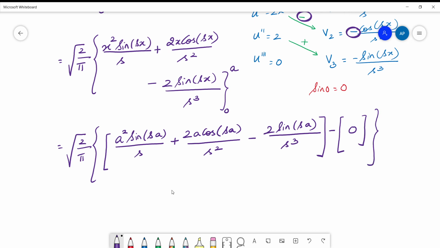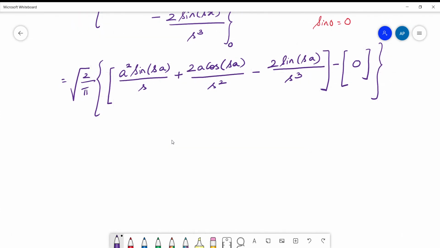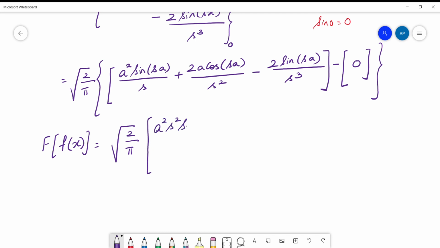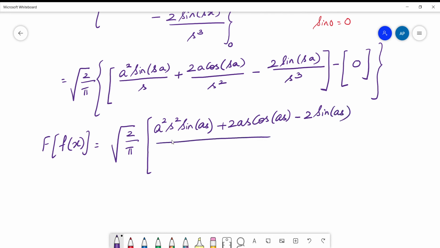So what happens now is I could take the LCM as s cube and simplify and declare the answer as Fourier transform of f of x is equal to root of 2 by pi. So let me take the LCM as s cube, so that the first term is a square s square sine of as. Then the second term is 2as, because I have a square and the LCM is s cube, cos of as, minus 2 sine of as, the whole divided by s cube is the denominator, and that result is equal to f of s. So this is the Fourier transform of the given function.